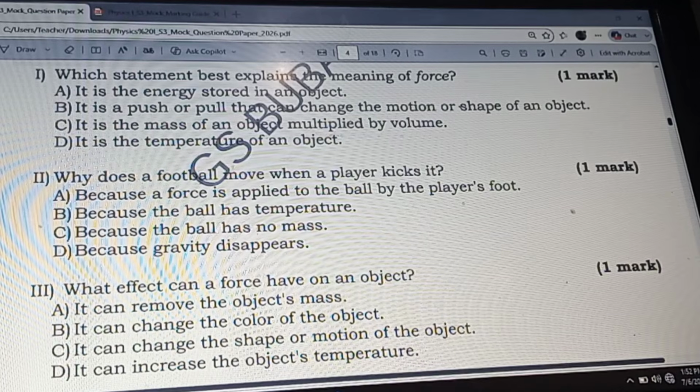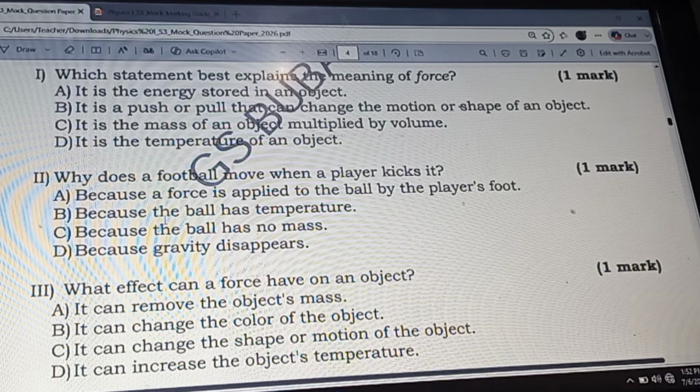I2. Why does a football move when a player kicks it? The best option is what?